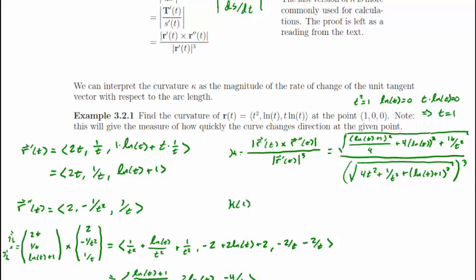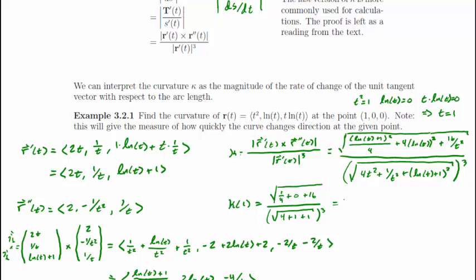So I plug 1 in for t into this formula here, and I'm going to get the square root of natural log of 1 is 0 plus 1 squared is still 1 over 4. Here I plug in a 1 and I get 0. Here I plug in a 1 and I get 16. On the bottom I plug in 1 and I get square root of 4 plus 1 plus 1 all cubed.